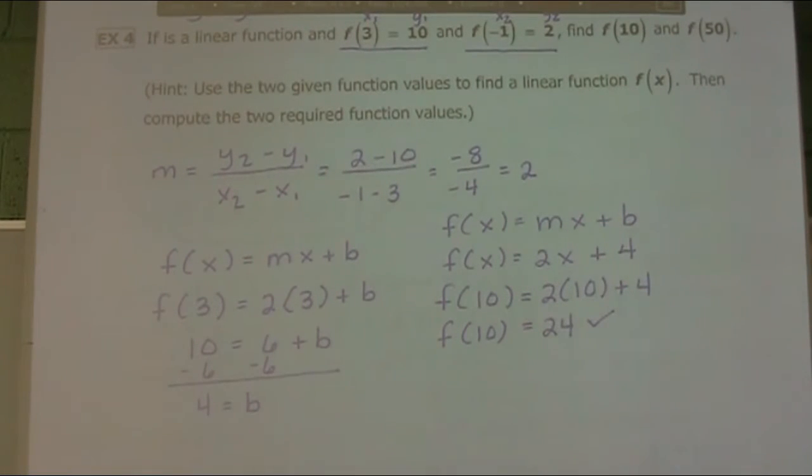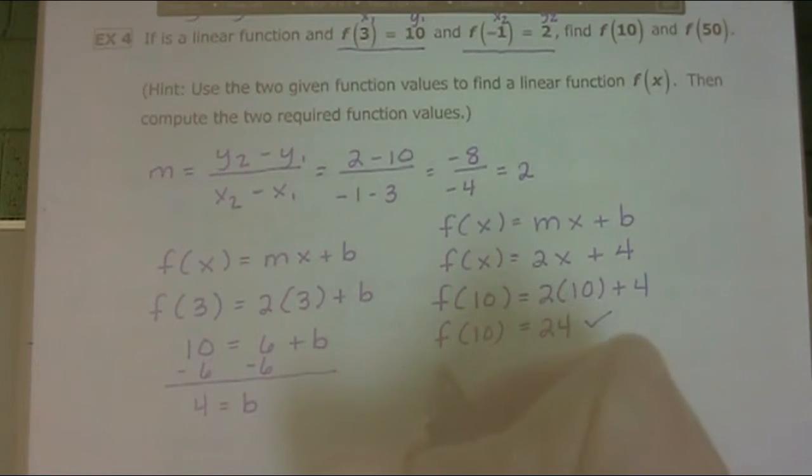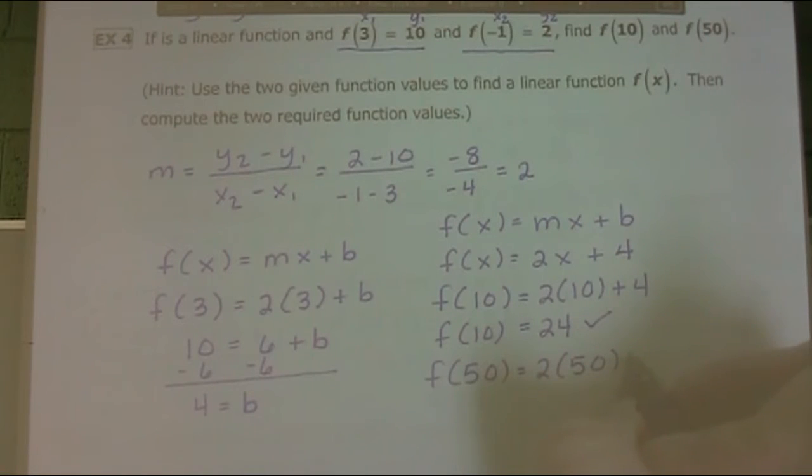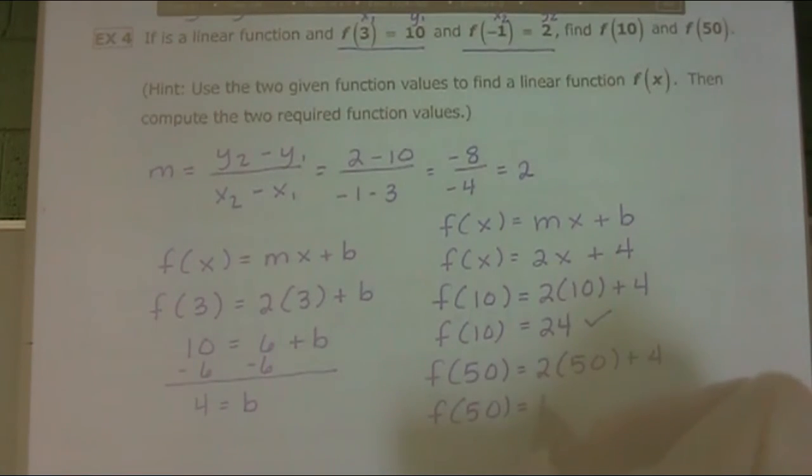All right, let's do the next one, f of 50. So f of 50 means we're going to plug 50 in place of x. So 2 times 50 plus 4. So f of 50 equals 2 times 50 is 100, plus 4 is 104. So this equals 104. And that is the second value that we were looking for.